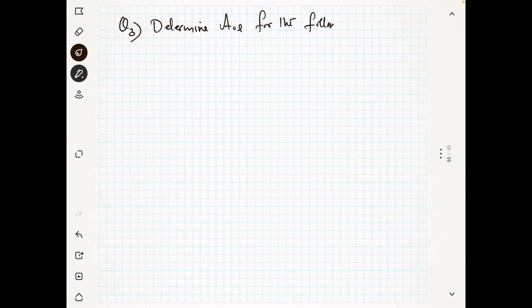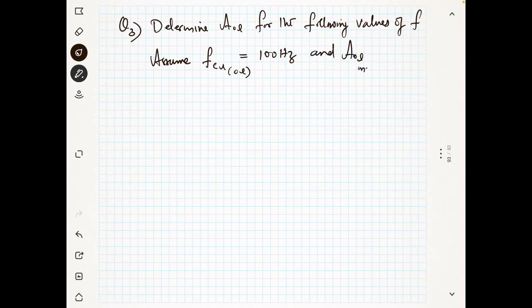Okay, I hope this problem is clear to you. There is one more problem that I am going to discuss now. Determine the open loop gain for the following values of f. Assume the cutoff frequency FCU at open loop is equal to 100 Hertz and the mid-range gain at open loop is equal to 100,000.